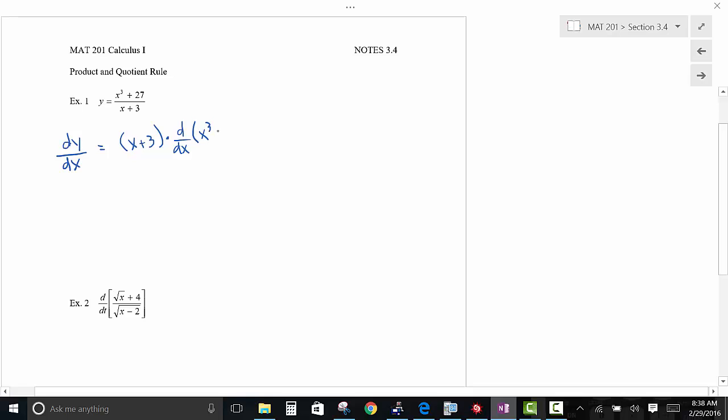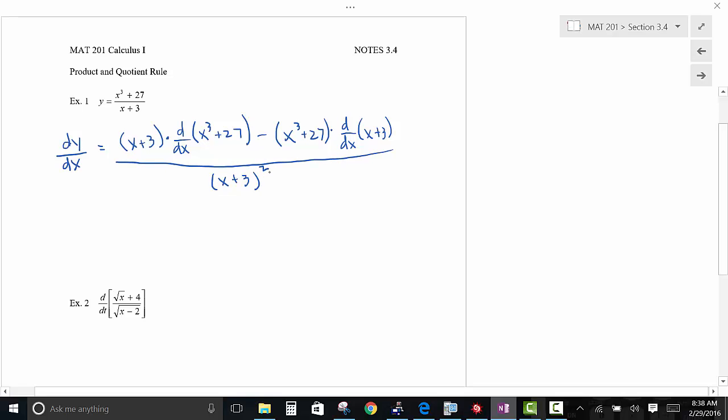Certainly you can do that in your head, but I like students to write their first step this way because it emphasizes the notational system. Now write down the top, which is x to the 3rd plus 27, and multiply that by the derivative of the bottom. Then make a big fraction bar, and it's all over the bottom squared. You want to get that written down.